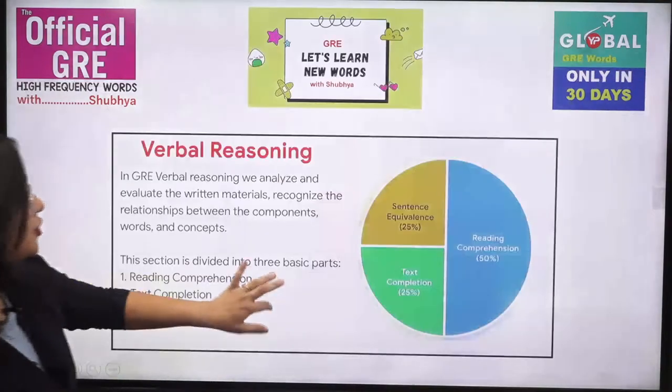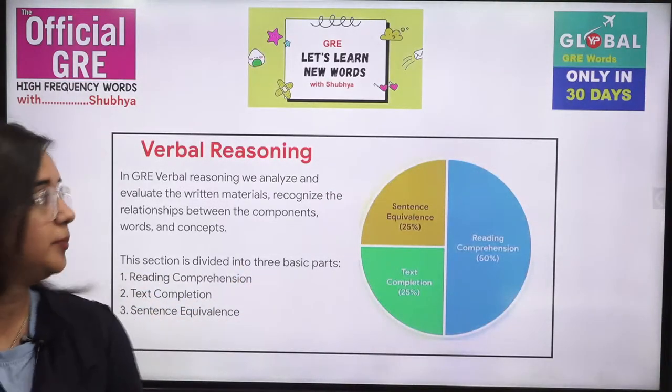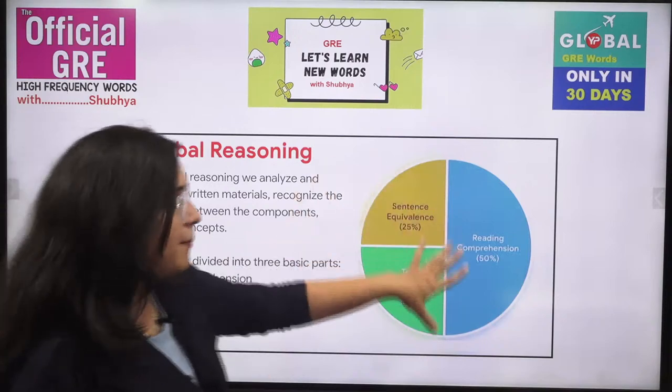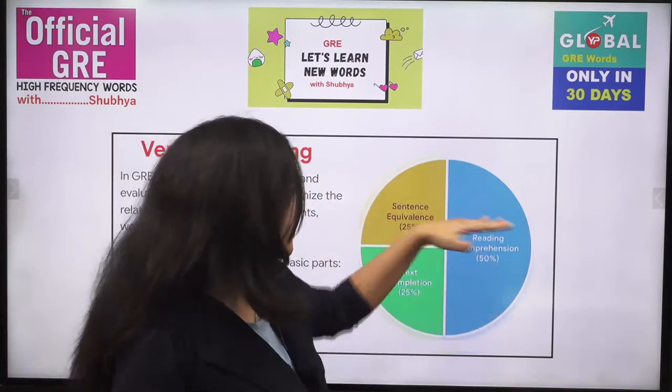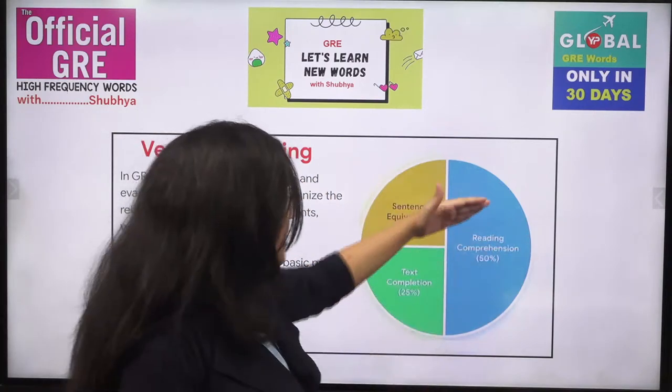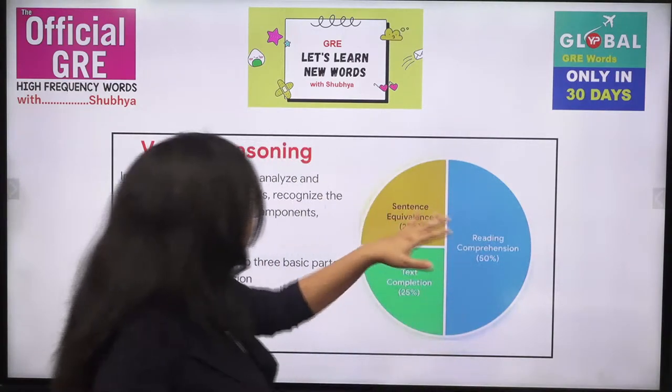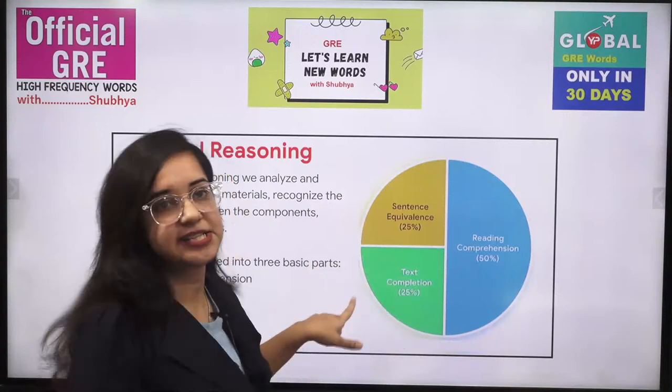First I'm going to discuss the pattern with you. It's about verbal reasoning, and your entire paper is divided into approximately 4 portions. RC is there, which can be logic based also, and a simple one, right? Then it is your sentence equivalence and text completion.